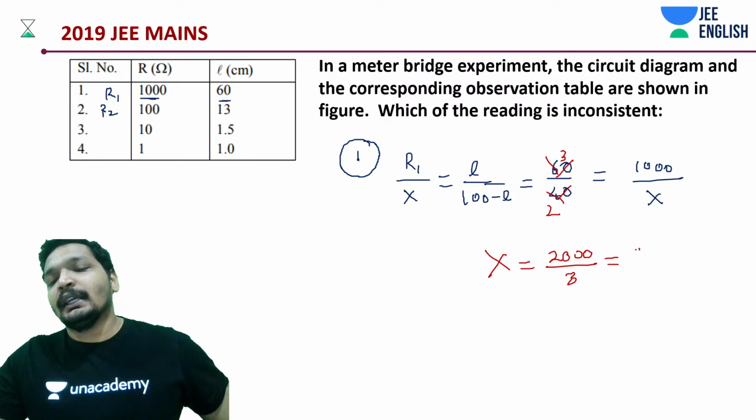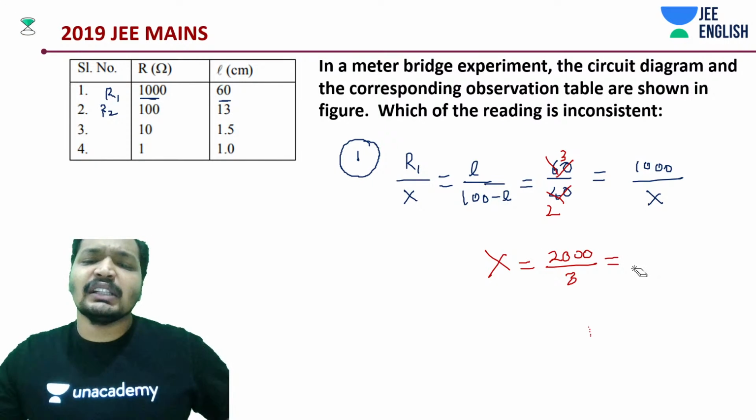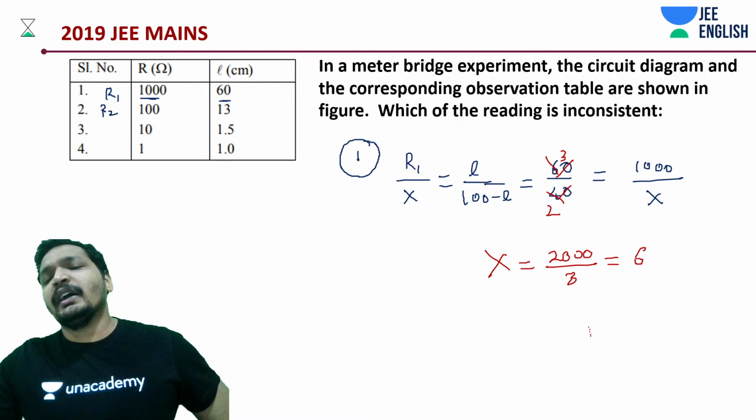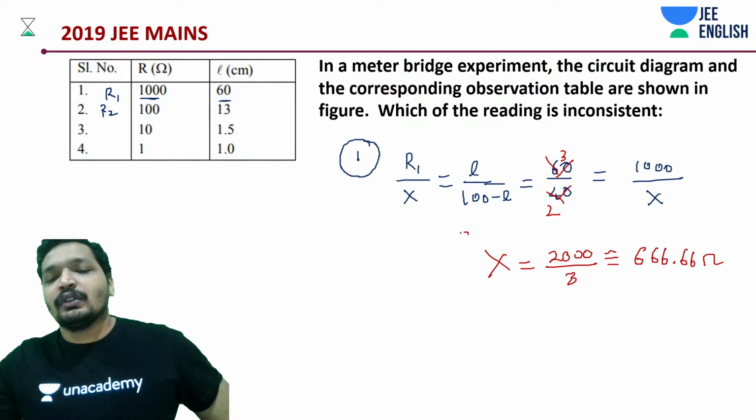We have something like 666. Correct? So that's correct. Okay, 2 will keep on moving, so we'll be having 6.66 ohms. Let's not do it very accurately. Okay.